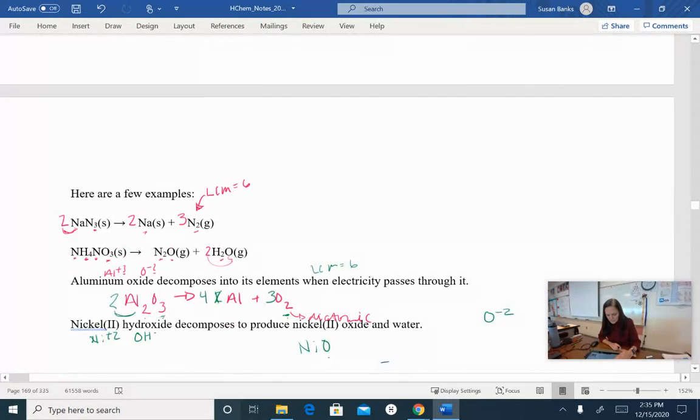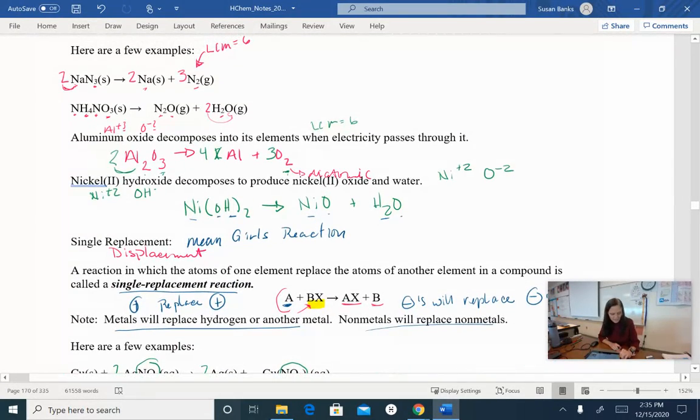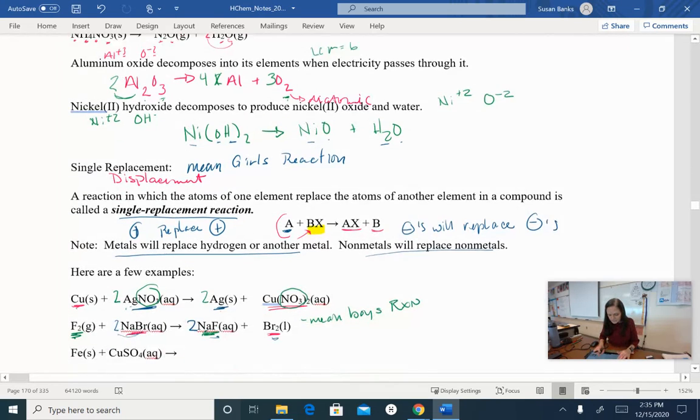Okay, decomposition. I think we did all of these already yesterday. So decomposition, remember, we're just breaking things down. So if I just have one thing, like nickel metal hydroxide decomposes, I will usually tell you or give you some kind of direction as to how it decomposes or what kind of thing you're looking at creating.